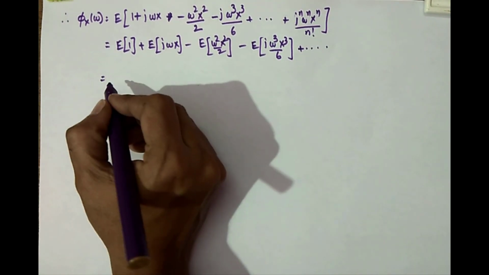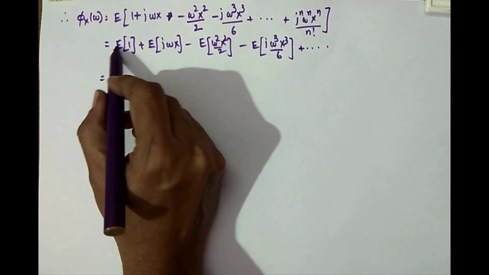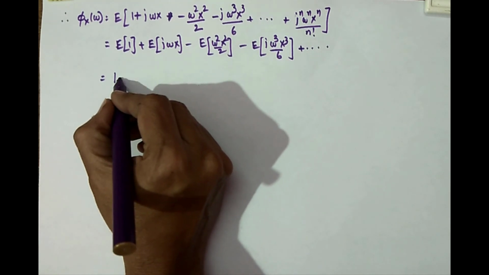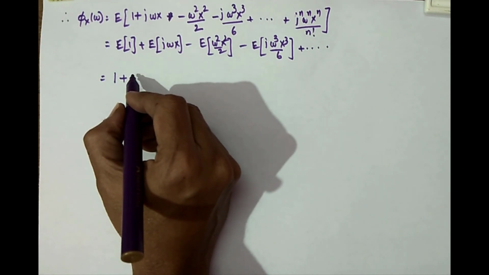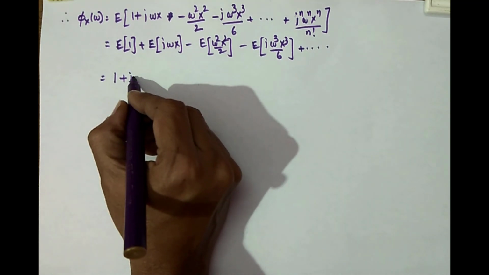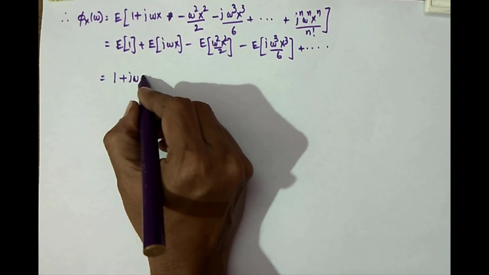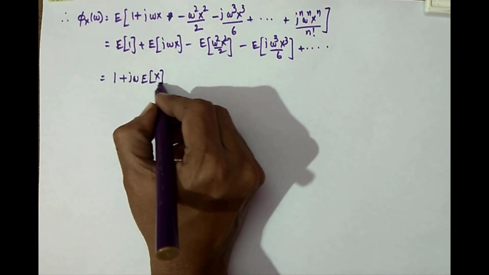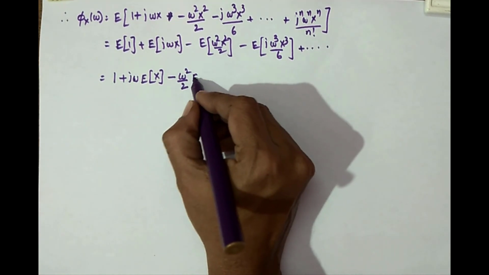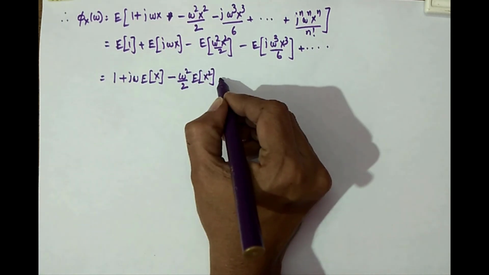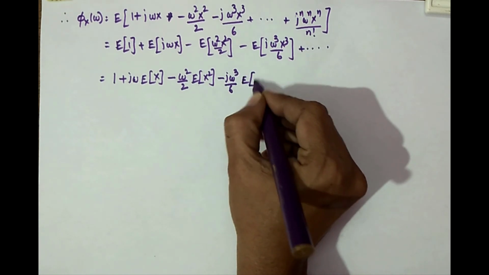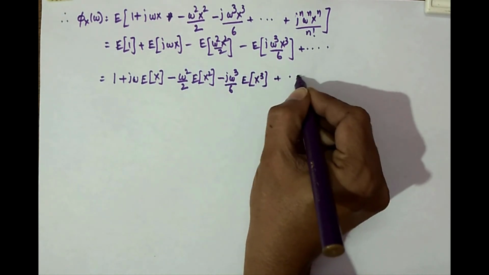So now see this. What is E of 1? Expectation of a constant is constant. We used the properties of expectation. Then omega and j are not random variables. j is imaginary and omega is the real value. So j omega you take outside, so expectation of x remains. The same way here, minus omega square by 2, then it is E of x square. Then minus j omega cube by 6 E of x cube and so on.